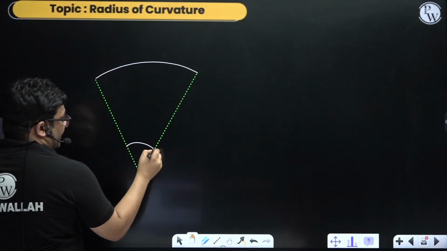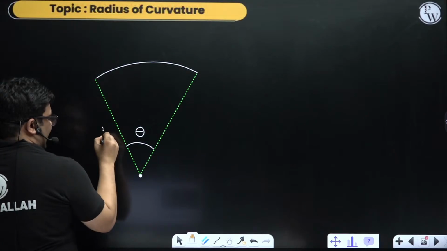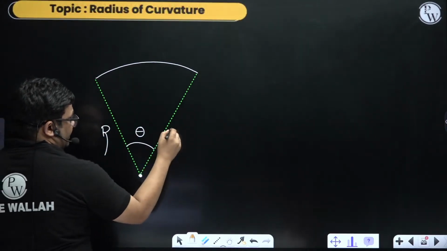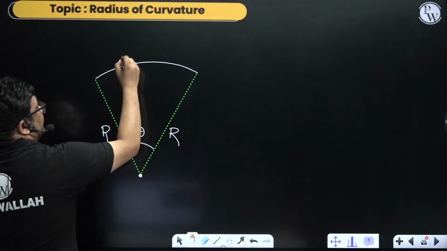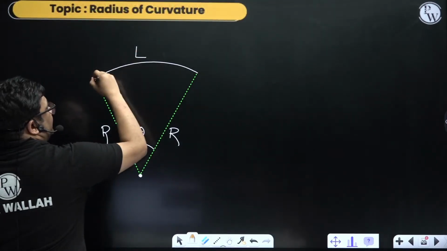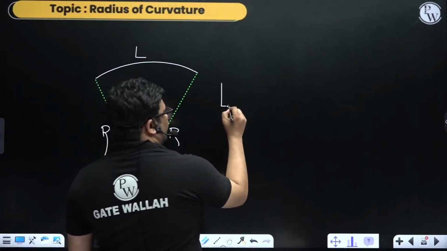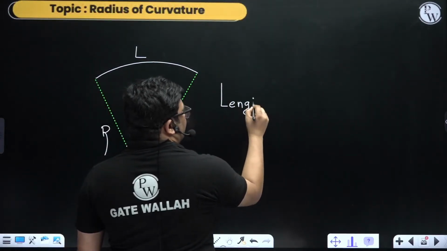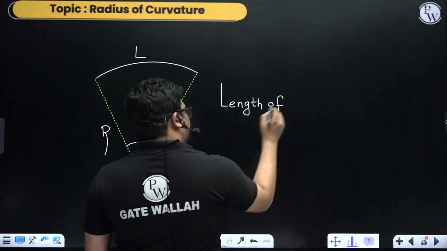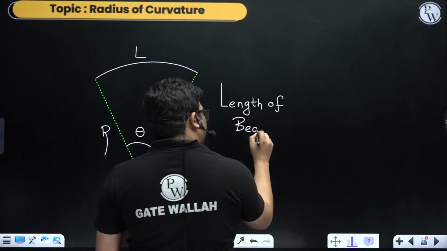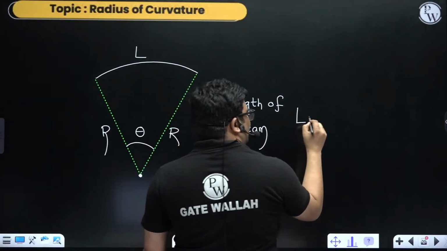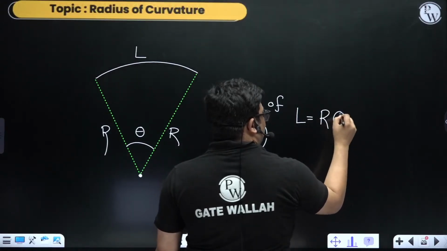So it subtends some angle theta. And suppose that radius is known as the radius of curvature, right? And this total is the length of the beam, which bends. So here the length of the beam, L, is equal to R theta.